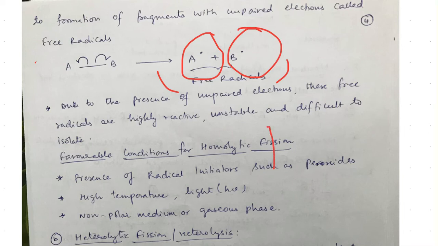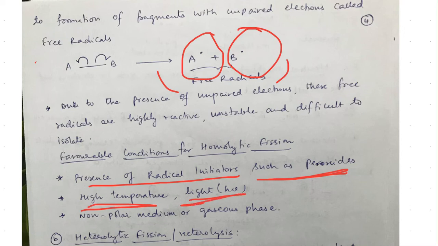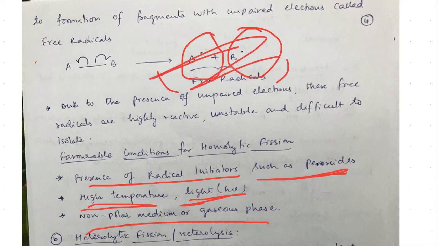What are the favorable conditions for homolytic fission? One is the presence of radical initiators such as peroxides. High temperature is another. Light, you can take as an example. Non-polar medium or vapor phase can also be taken as favorable conditions. Under these conditions, especially in the presence of UV light and high temperatures, free radicals can be formed easily because bond breaking is easier. Radical initiators such as peroxides can initiate the formation of radicals, right?